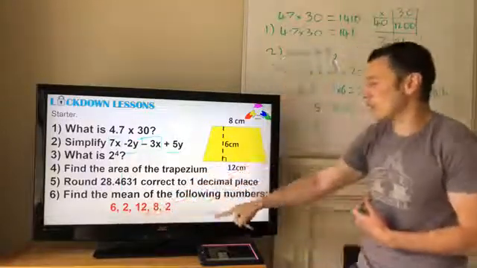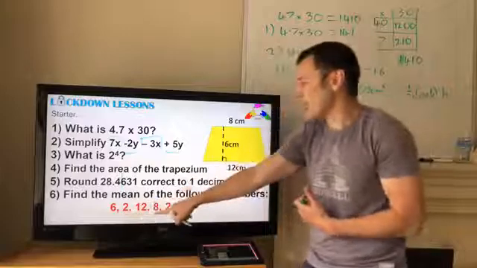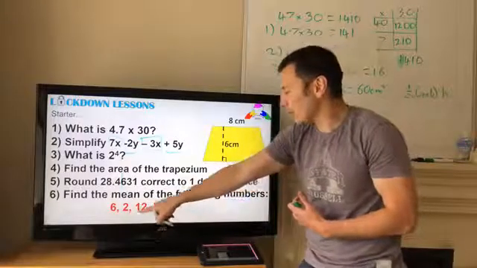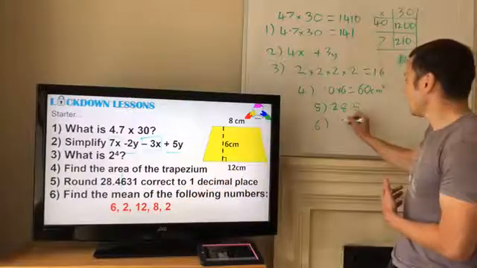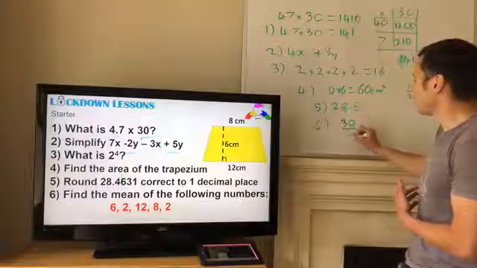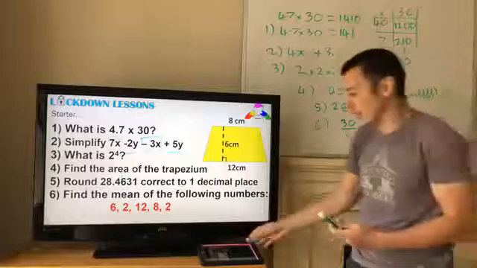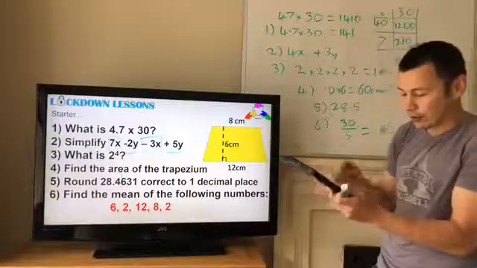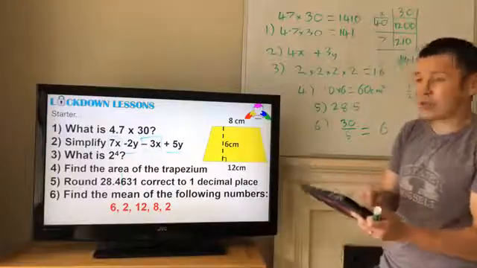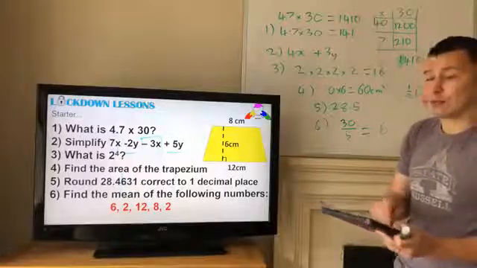You add them all together for the mean. If you add those numbers carefully together, you end up with 30. Then divide by how many numbers there are, which is 5, which gives you an average of 6, as in the mean average. Okay, so quite a range of questions there. Some tricky ones if you ask me.